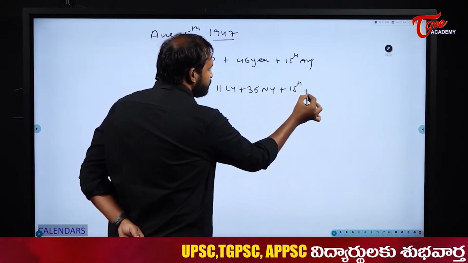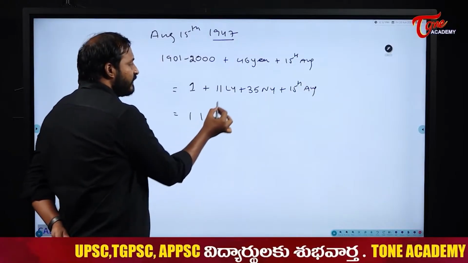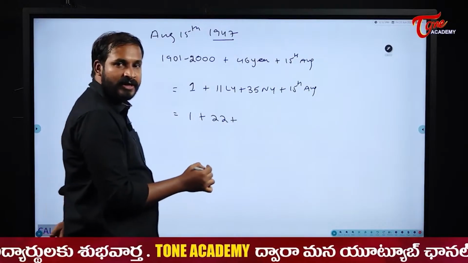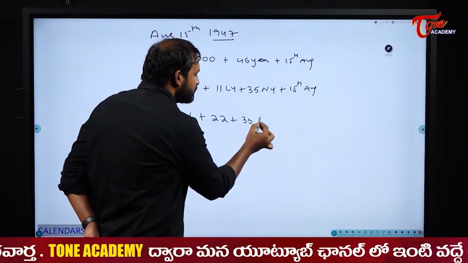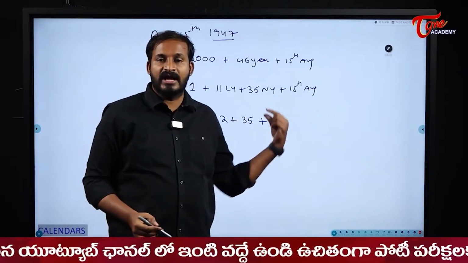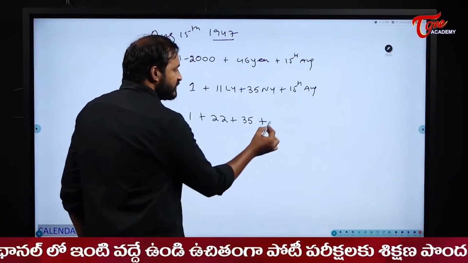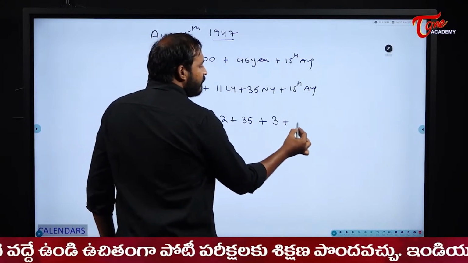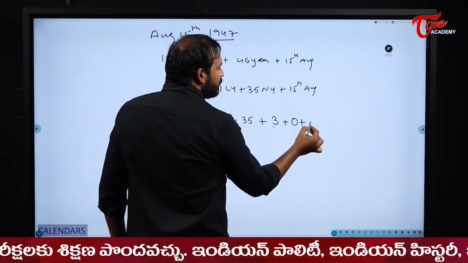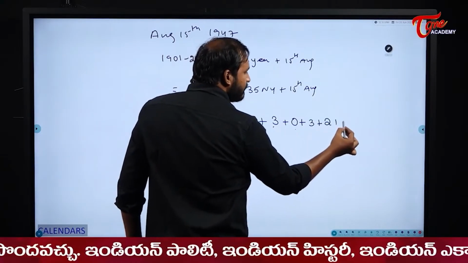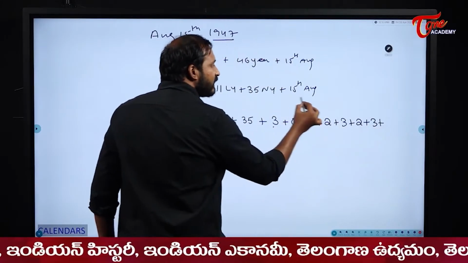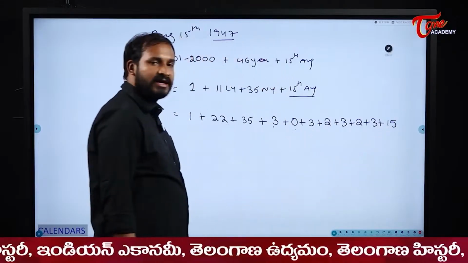Plus 15th of August. 1 plus, for 11 leap years, how many odd days will I have? 11 into 2, 22 odd days. For 35 normal years, how many odd days will I have? 35 into 1, 35 odd days. Plus now 15th of August, right? I should travel from January to August. So January, February is 0. Why? Because 1947 is a normal year. It will have only 28 days. January, February, March, April, May, June, July, and don't write the August code, directly write down 15. Why? Because for August 15th we are finding the date, right?